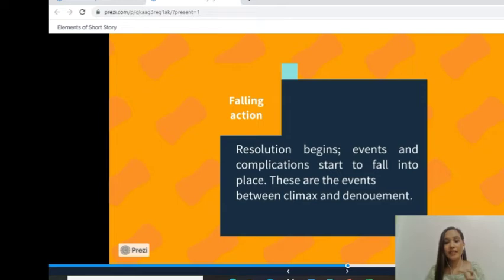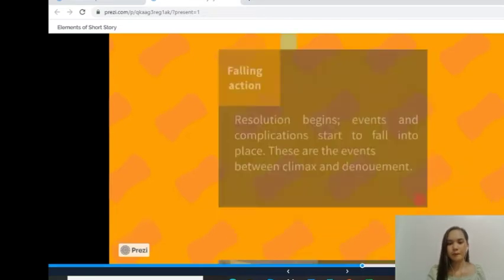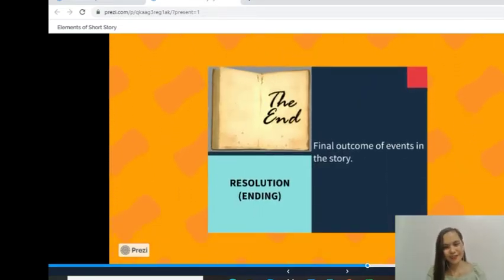Basically, it's all about acceptance, okay? But not necessarily that the whole story ended with this kind of situation. Some stories ended with the problem answered. Some characters died, and the problem is also resolved by that. It really depends on the author on how he or she is going to give us spice in a particular story. Next, we have the end or resolution or the ending, the final outcome of events and the story.